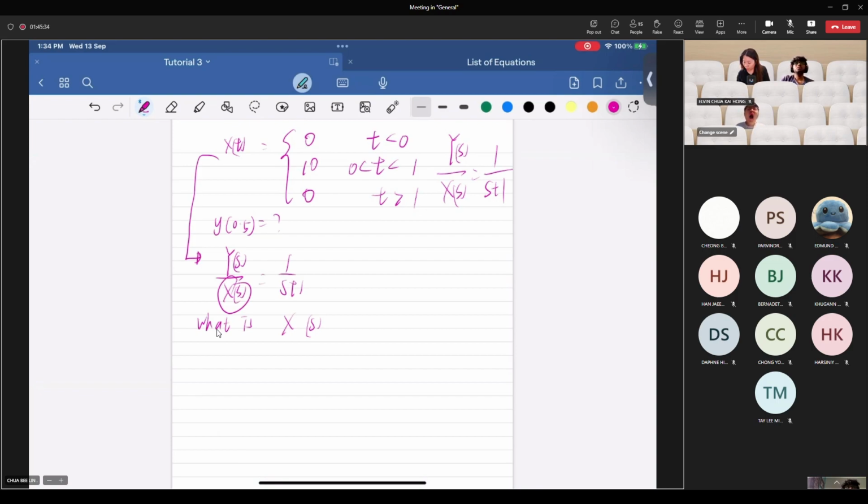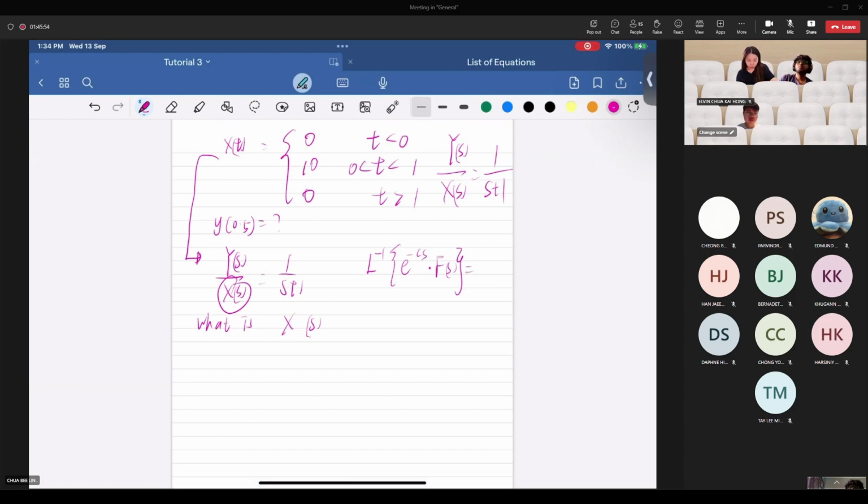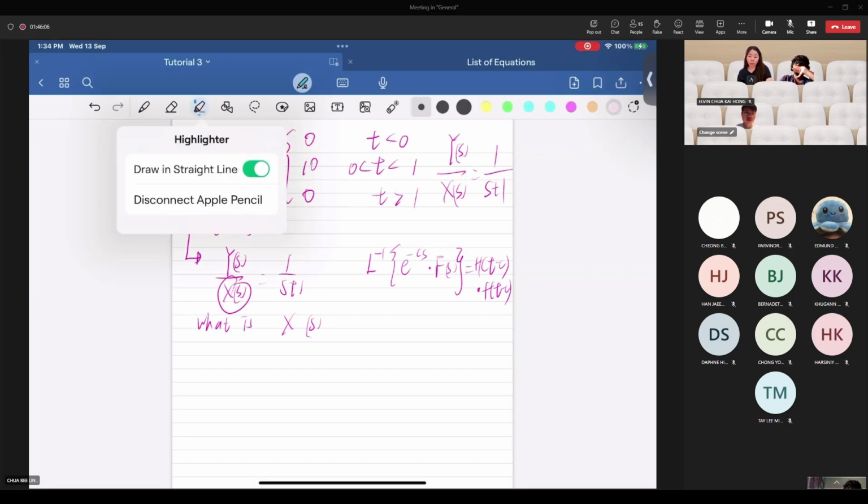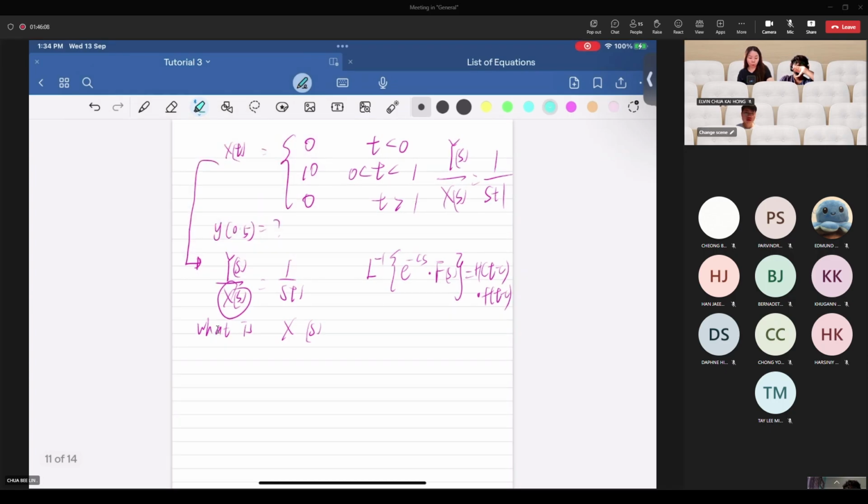You have to utilize the prerequisite knowledge we have learned in Math 2, using the equation of inverse Laplace of e to the negative cs times F(s) equivalent to h(t minus c) times f(t minus c). Okay, so now, last time you all learned, I don't know how they teach. Okay, never mind, I'll go through one more time.